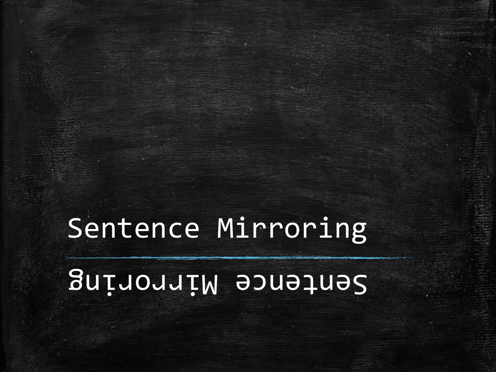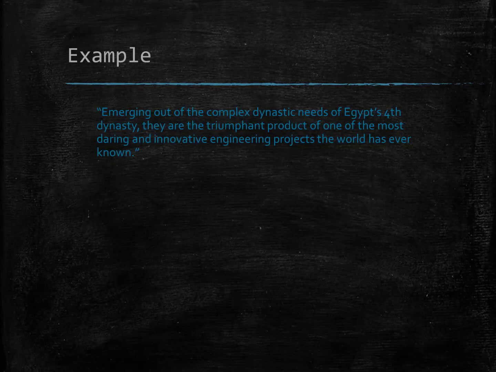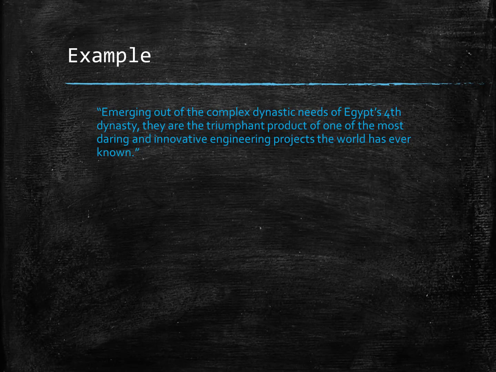Sentence mirroring is when we think we've paraphrased, but in reality all we've done is make minor changes, like swapping out synonyms or maybe flopping the order of a couple clauses, but at the core the sentence still remains the same. Here's an example. Let's say you were trying to paraphrase a sentence.